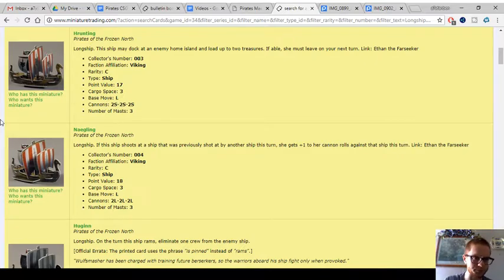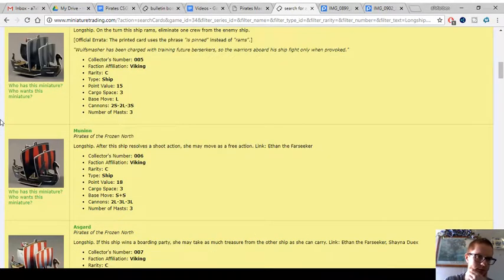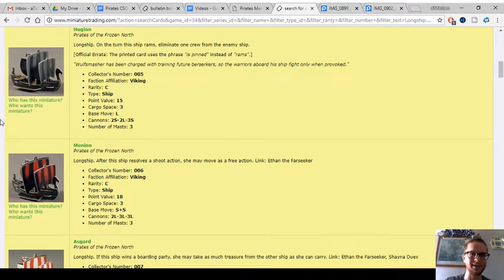So anyway, longships, I'm going to go through them a little bit here, not each, because I've already done a collection review series on this.